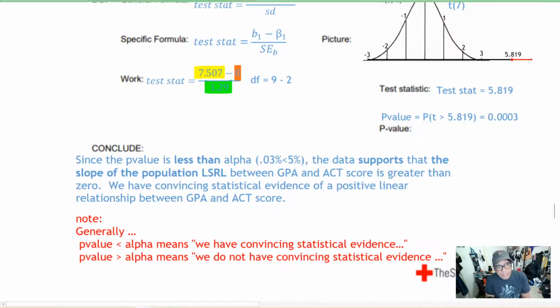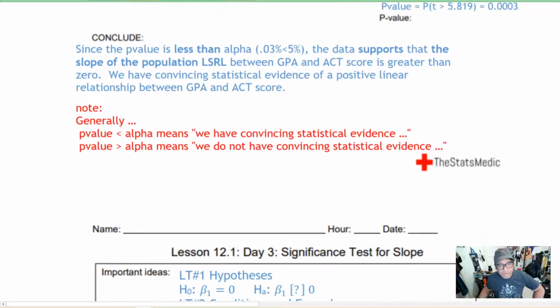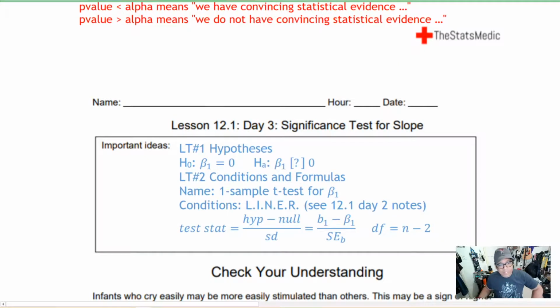Note-wise, I want to remind you that generally speaking, if your p-value is less than alpha, you have convincing statistical evidence for whatever you're trying to prove. And if your p-value is greater than alpha, that means you do not have convincing statistical evidence for whatever it is you want to prove. And this brings us over to our important ideas.